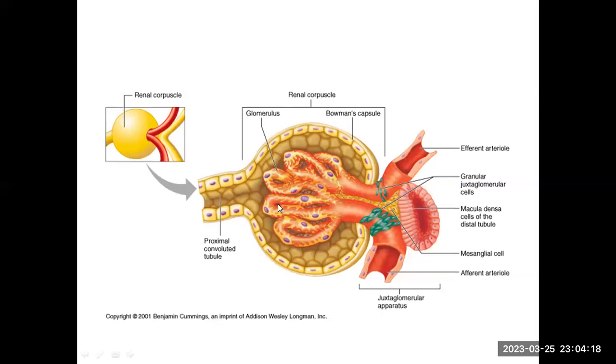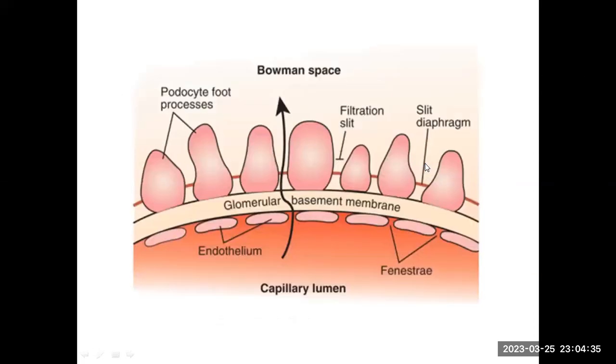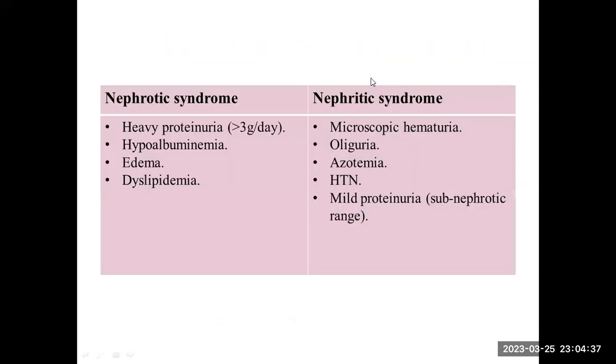When you have less blood flowing here, that means you have less filtrate coming out. So you will have less glomerular filtration rate, and you will have less urine output. So nephritic syndrome will give you oliguria. The patient will start to have low urine output. And this is one of the main features in nephritic syndrome.